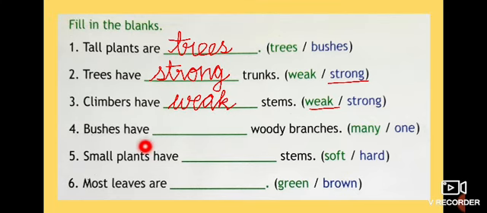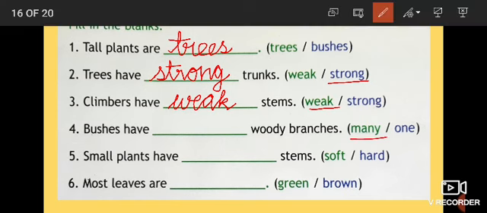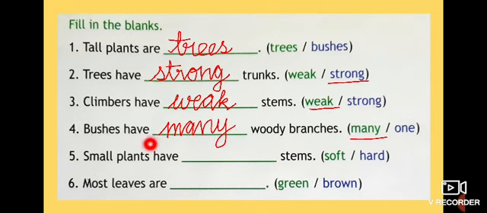Bushes have dash woody branches. M-A-N-Y, many, or O-N-E, one. Only one woody branch is there in the bushy plant? No, many is there. So what you have to write? You have to write the spelling for many. M-A-N-Y, many. And look at the fifth one.